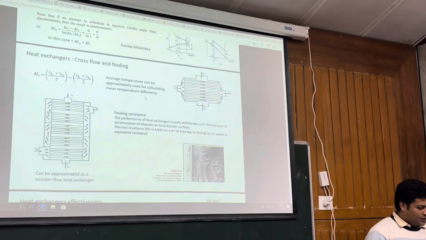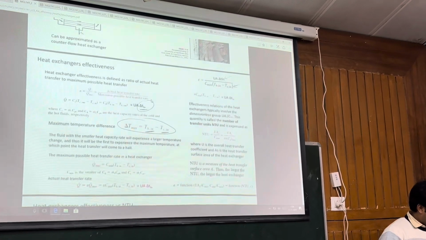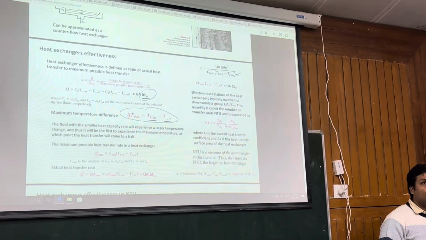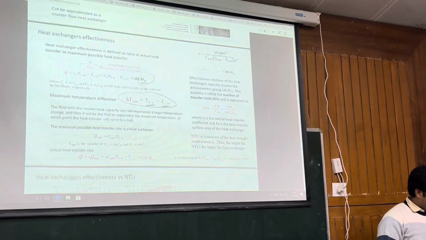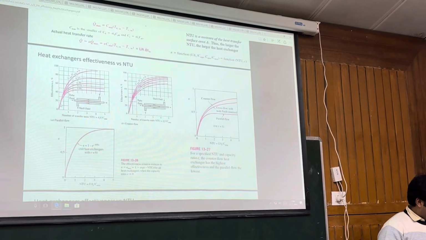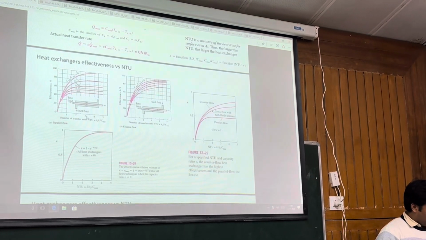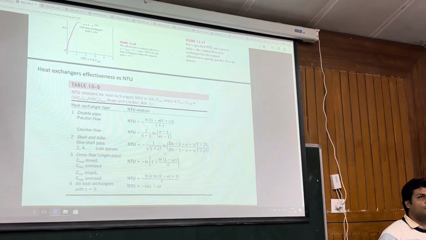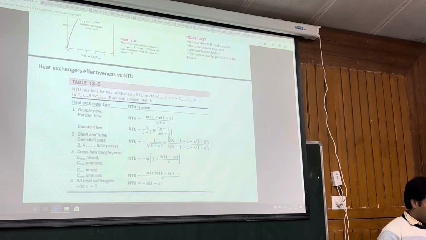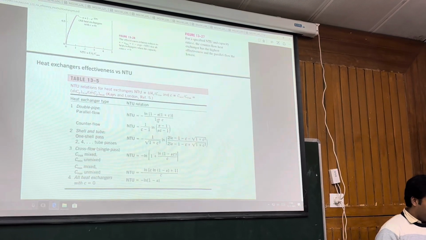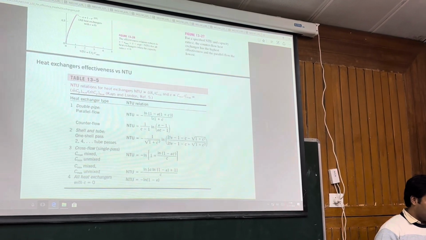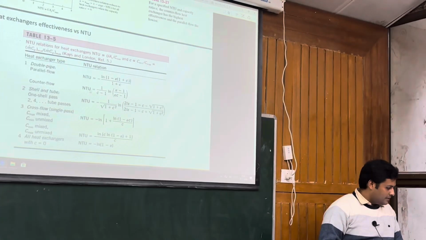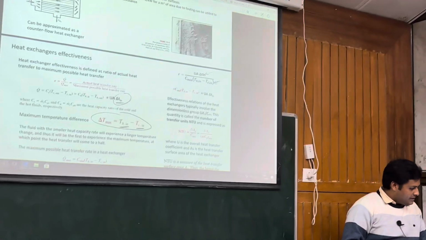Cross flow heat exchangers you can ignore. Effectiveness you need to know. NTU formulas you need to know. There are many correlations for effectiveness as a function of NTU given in the book. These things you don't need to write. Don't write them in the formula sheet. If the formula is required for NTU versus effectiveness, it will be given in the exam only, like today it was given. So that is for the heat exchanger.